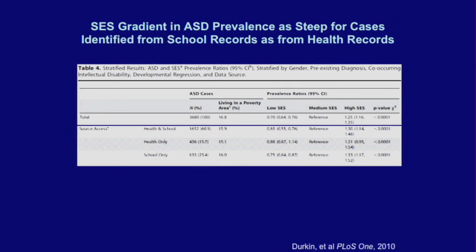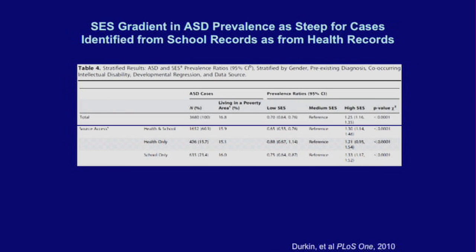Now, but still, what does that mean? One of the things we looked at, because in the ADDM network we have sites that only access data from the health records, we have sites that get both school and health records, and all the sites that have school also use health records, but some of them only identified cases through the schools. So we stratified and looked at whether we would see this socioeconomic gradient in each, whether they were identified through the schools, through the health, or both.